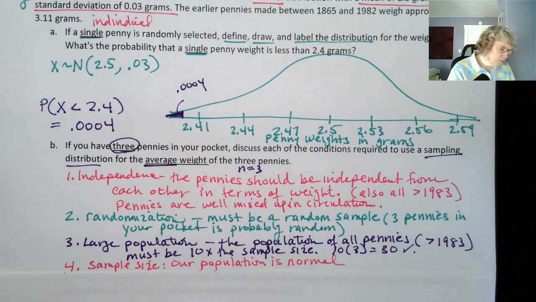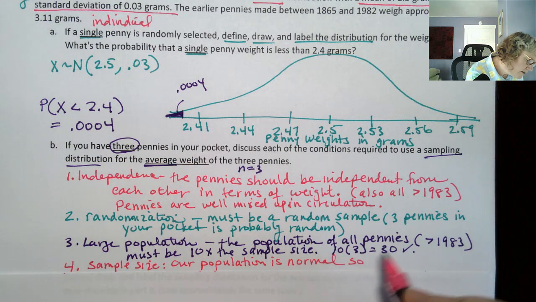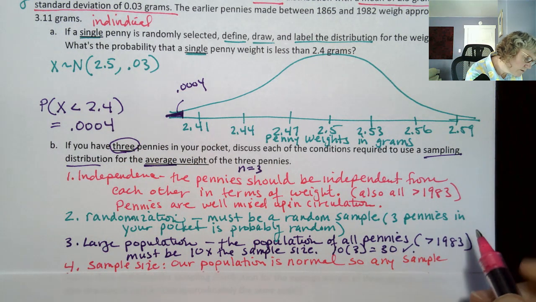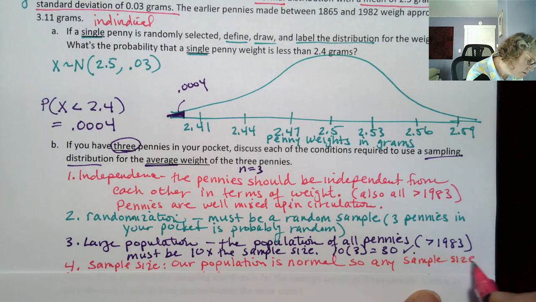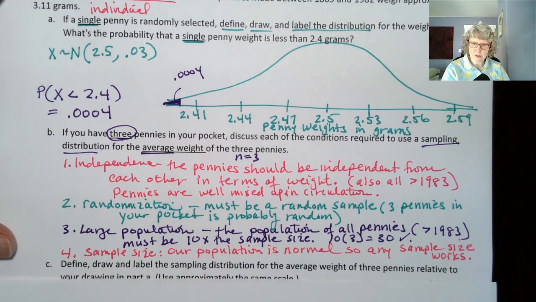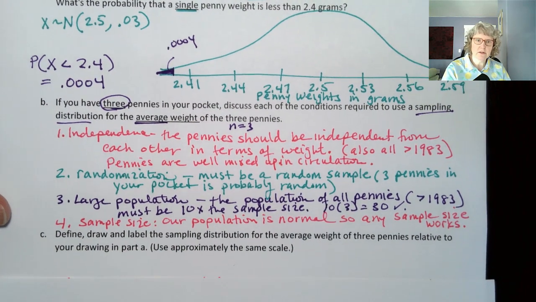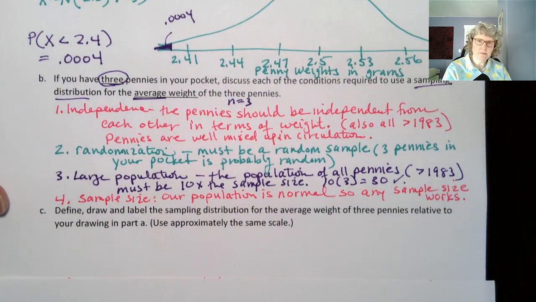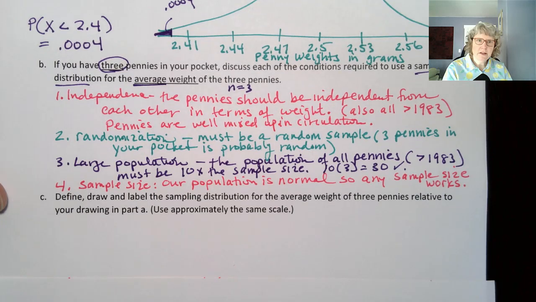Our population is normal, so any sample size is fine. I'm going to say any sample size works. Okay, great. So it just takes practice to do these conditions. So when you do a few, you'll get good practice at it. Okay, now define, draw, and label.